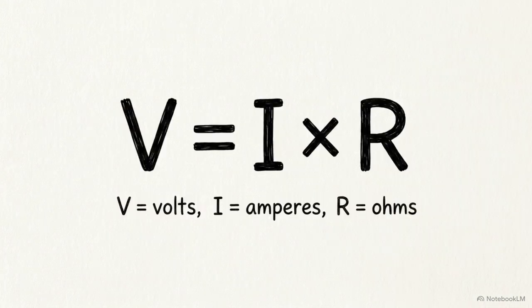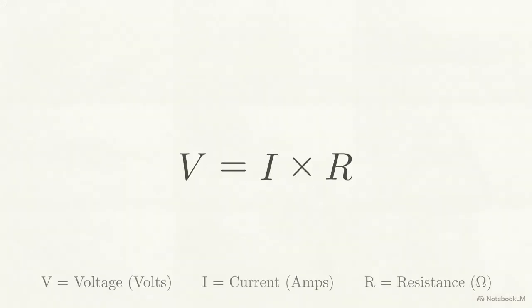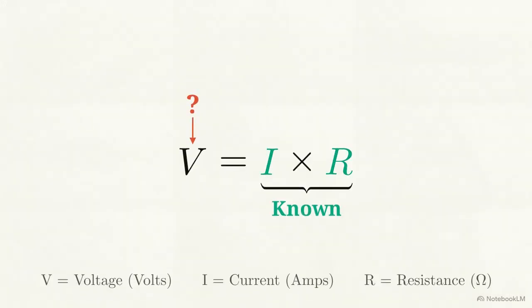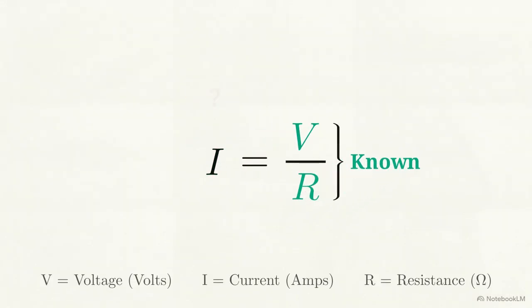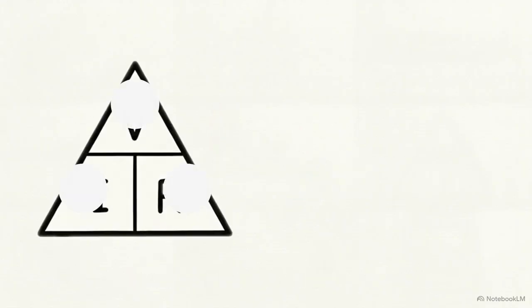This physical reality translates into one mathematical formula. V equals I times R. Voltage equals current times resistance. Because these three values are locked together by this rule, knowing any two of them guarantees you can calculate the hidden third value. To make calculating missing values easier, use the Ohm's law triangle.